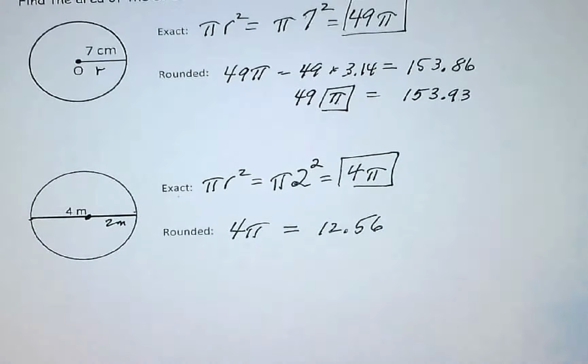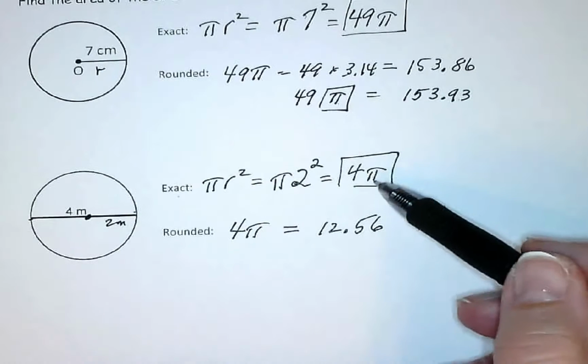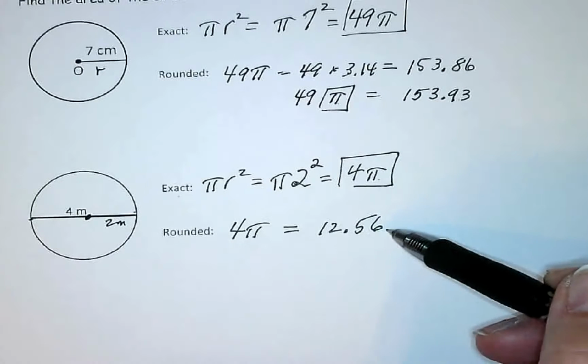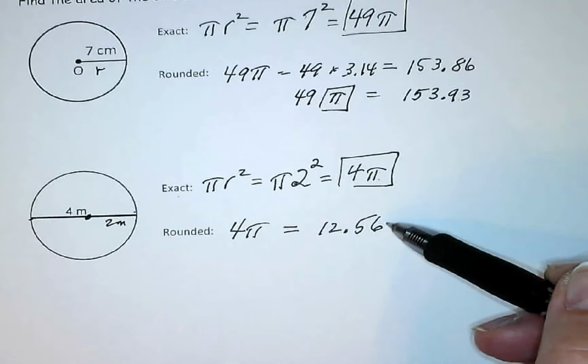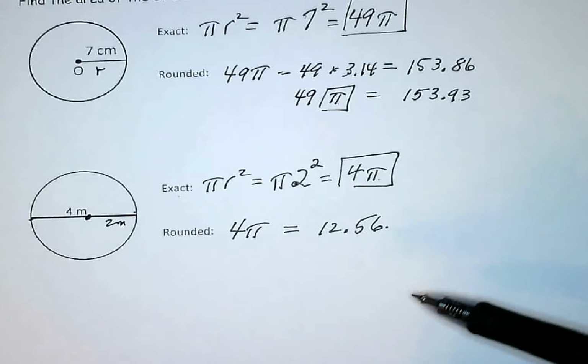If I want to take 4 pi and actually multiply it out, I'm going to get 12.56. Depending on what they're asking you to do, if they want the exact answer, you just leave it like that. If they want a more rounded answer or maybe an application type problem, you would probably go for an answer like this. So that's the notes for 1B, dealing with circumference and area. If you have any questions, please let me know.